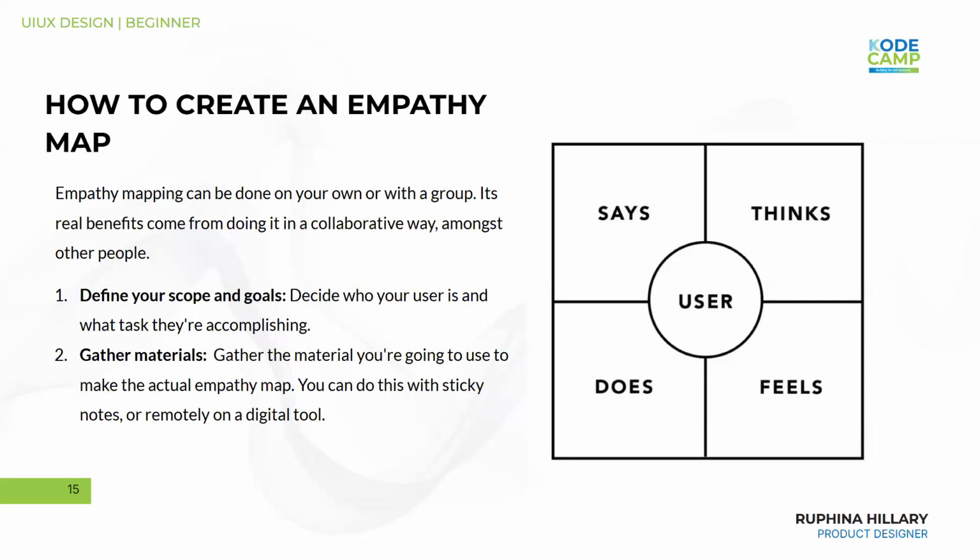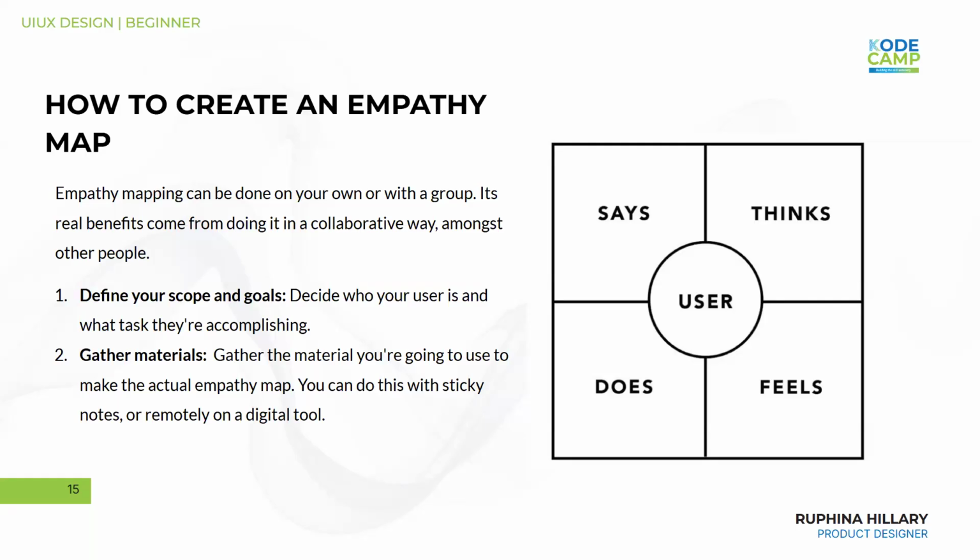But if you want a step by step process, one, define your scope and your goals. First thing first, define your scope and your goals. Like the second task I gave, identify a problem you want to solve. What is the problem that you have identified, and what is the solution that you're suggesting? What's the solution that you're bringing up for this particular problem? So define your scope, decide who your user is and what tasks they are accomplishing.